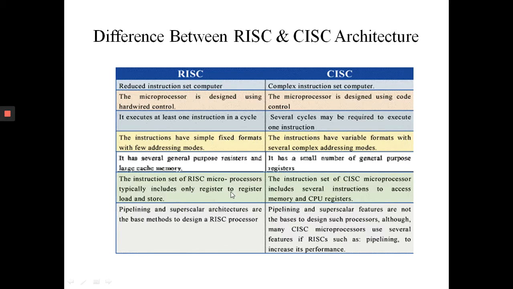The instruction set of RISC microprocessors typically includes only register to register load and store, and the instruction set of CISC microprocessors includes several instructions to access memory and CPU registers. Pipelining and superscalar are the base methods to design RISC processors. Pipelining and superscalar features are not the basis to design CISC processors. They have several features of RISC, such as pipelining, to increase performance.